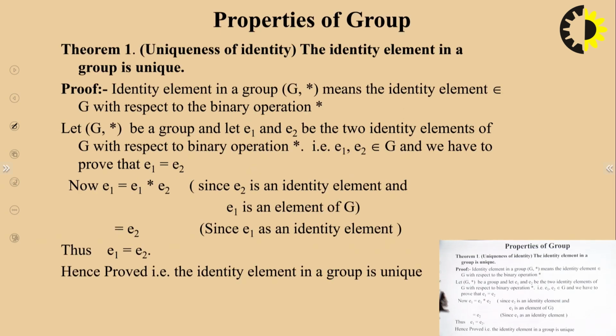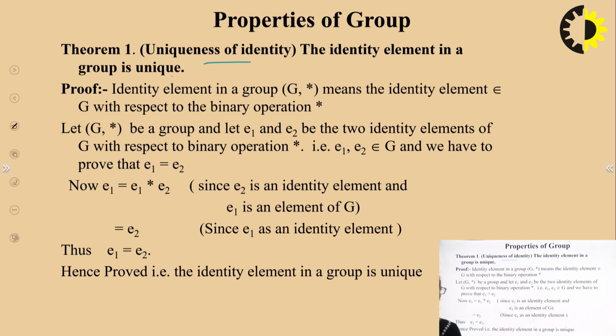Properties of the group. Uniqueness of an identity. The identity element in the group is always unique. Every element when operated with that particular identity will give the element itself. So one group will have only one identity.